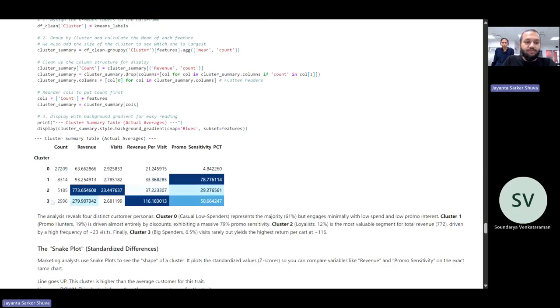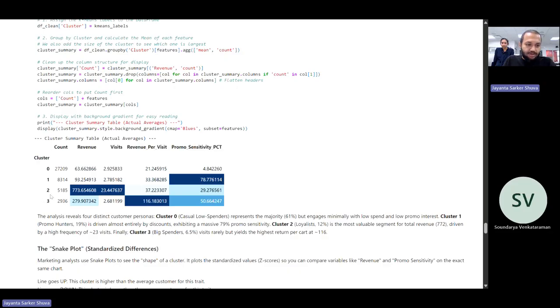From here, we can find some characteristics of each cluster. Cluster 0 is the casual low spender. If you see, there is much less activity and they are not pretty much engaged, but they contribute 61% of total customers. Now let's talk about cluster 1. These customers are mainly promo hunters, or mostly sensitive to promo. 78% of their shopping is promo based.